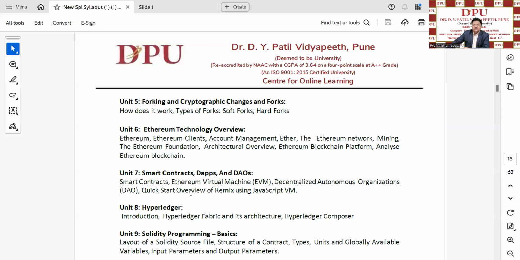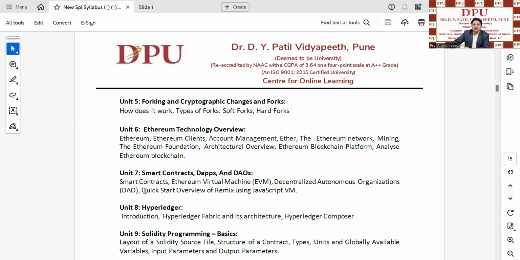So here in this unit, we are going to understand about the smart contracts, about the dApps, that is the decentralized autonomous organizations, and the DAOs. So that is unit number 7.